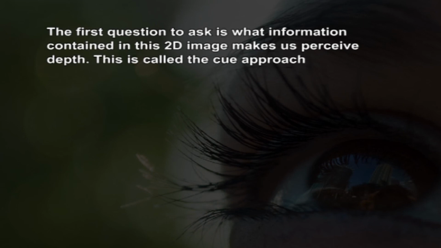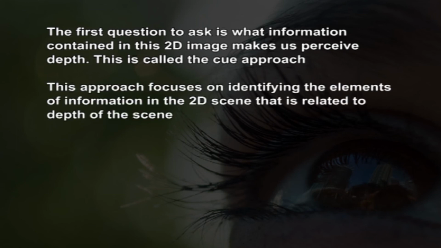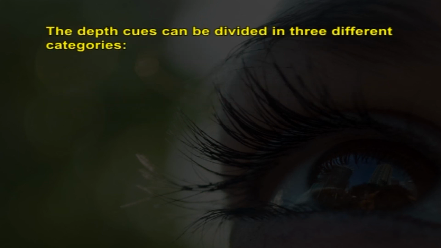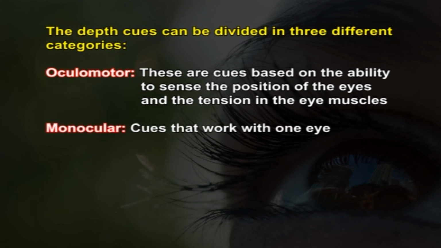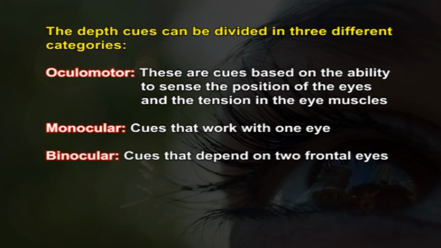The first question to ask is what information contained in this two-dimensional image makes us perceive depth. This is called the cue approach. This approach focuses on identifying the elements of information in the two-dimensional scene that are related to depth of the scene. The depth cues can be divided into three different categories. Oculomotor: these are cues based on the ability to sense the position of the eyes and the tension in the eye muscles. Monocular: cues that work with one eye. Binocular: cues that depend on two frontal eyes.